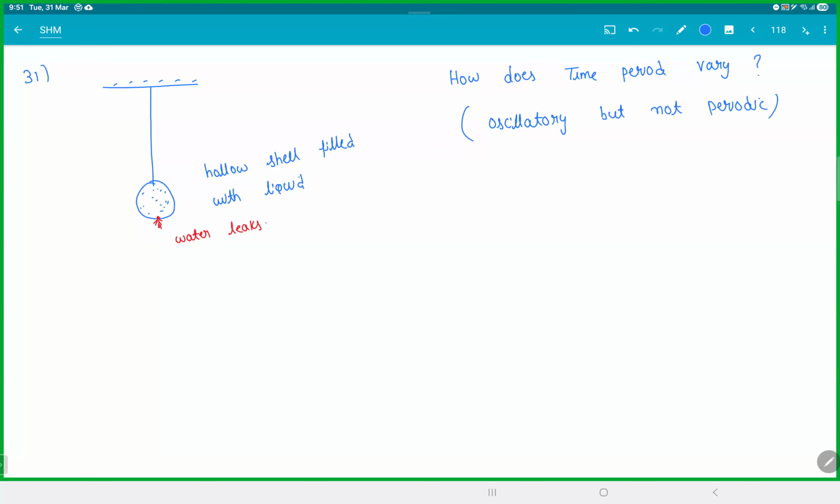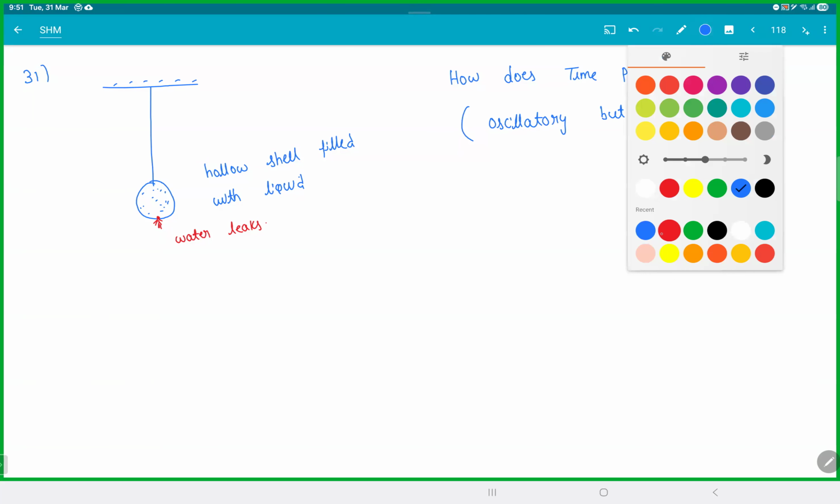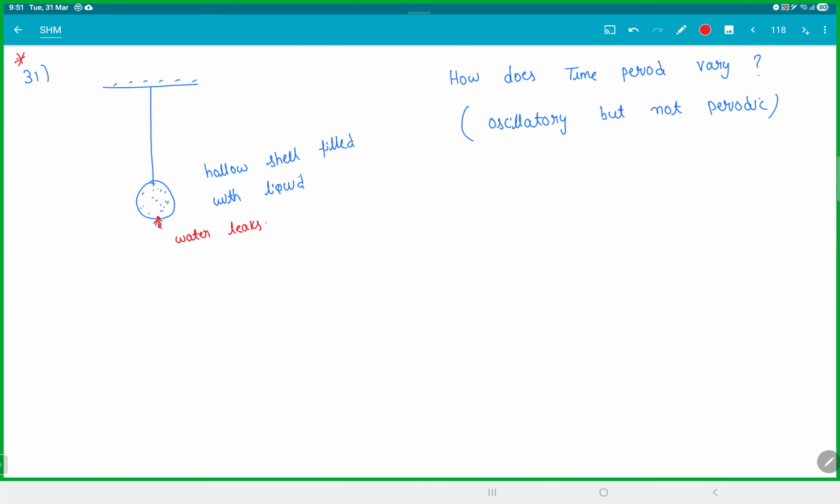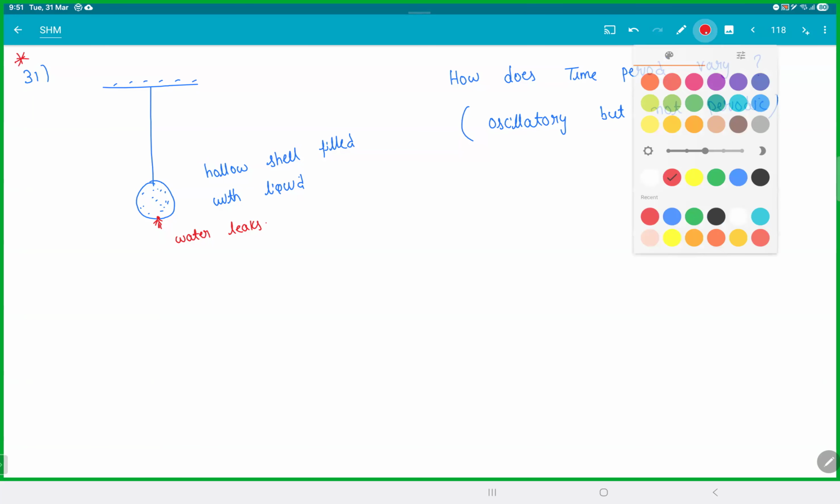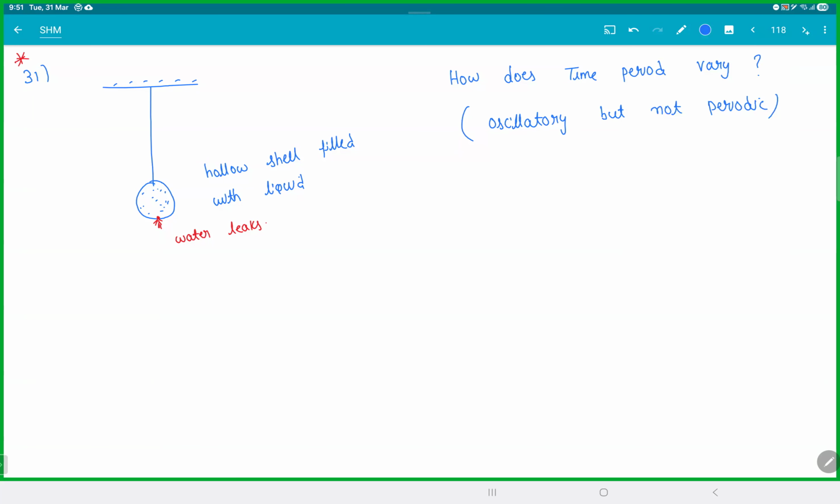So what are the options? Time period, how does it vary? Increase, decrease, increase and decrease, or decrease and increase? This is a standard model. And when I say standard model, like I said, this will repeat in either Mains, BITS, CET, Manipal, Vellore, UG. You have multiple exams. Yeah, mostly not for Advanced, but yeah, the other small exams.